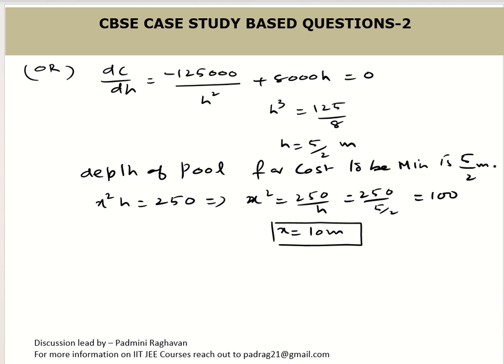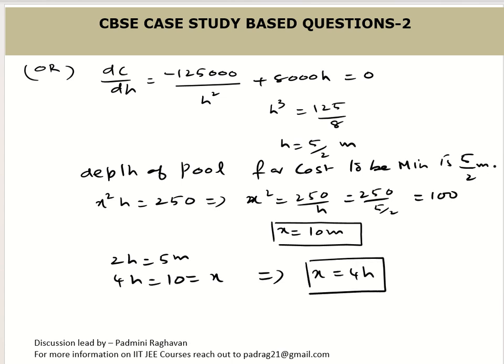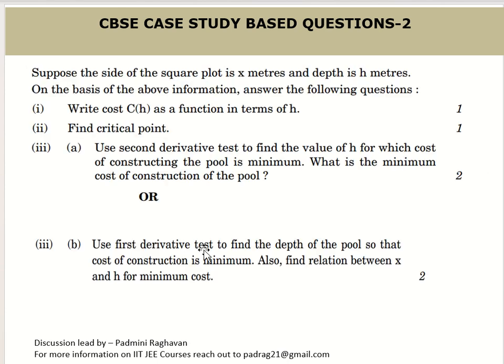They are asking what is the relation between x and h. So you know that 2h is equal to 5 meters. That means 4h is equal to 10 meters, which is equal to x. Therefore, the relation between the side of the pool and the depth of the pool is that the side of the pool should be 4 times the depth of the pool.